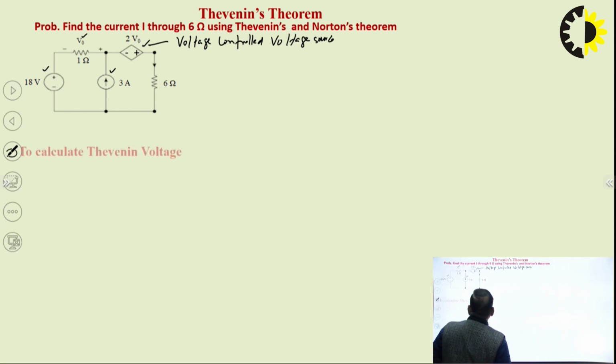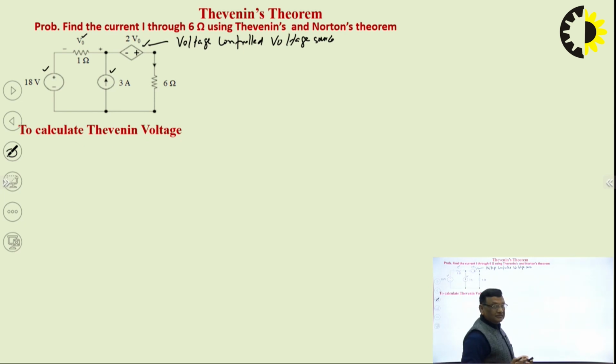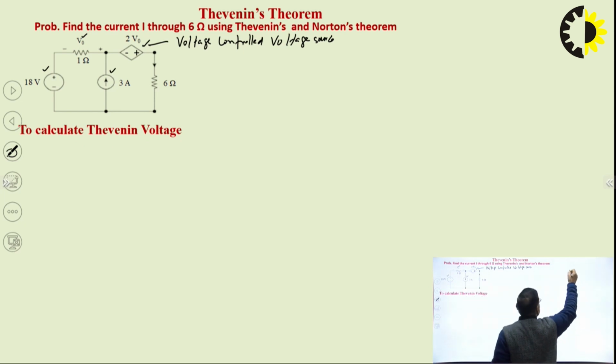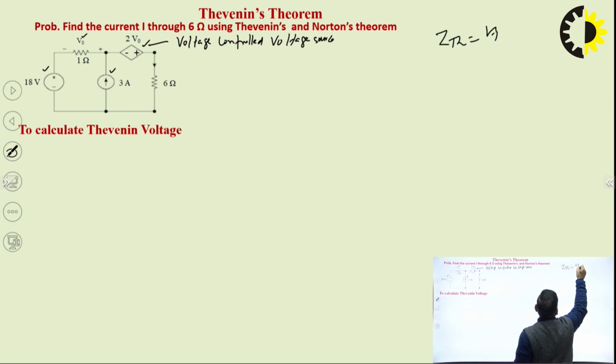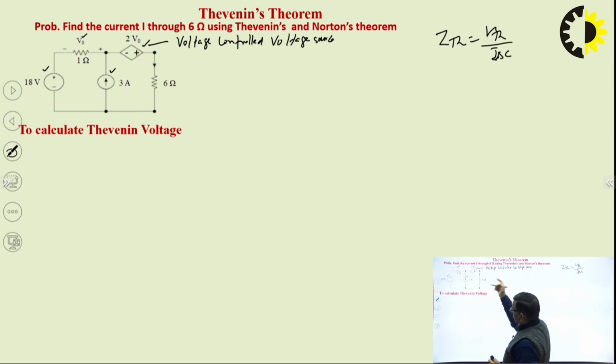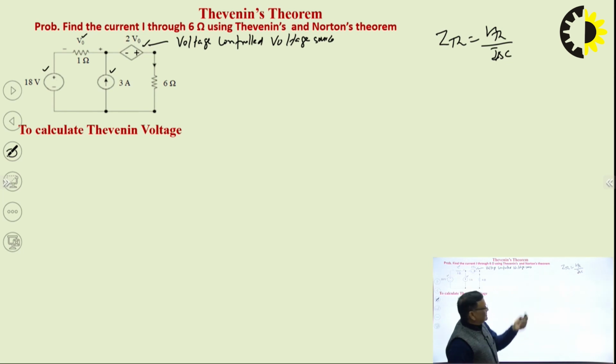So how will we get ZTH? ZTH can be calculated as VTH upon ISC. Okay. So first we are going to find the Thevenin voltage, then the short circuit current, then we can find the ZTH.